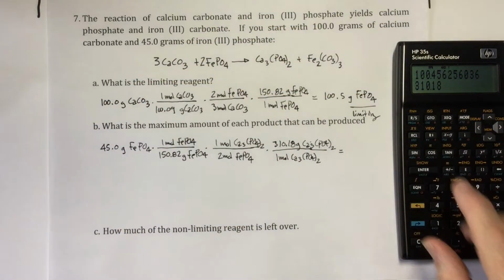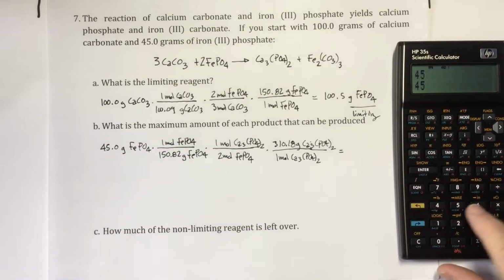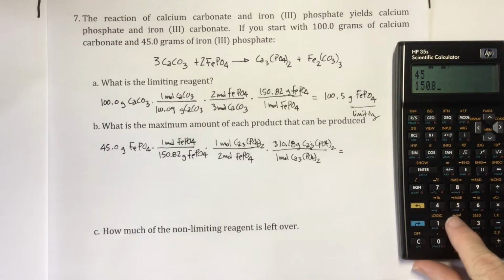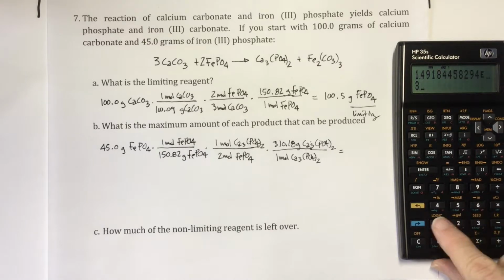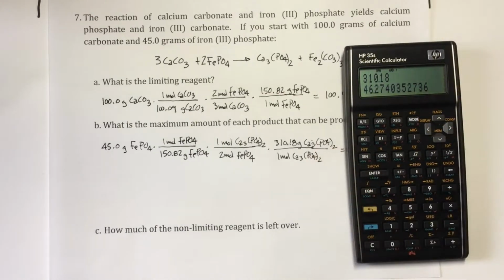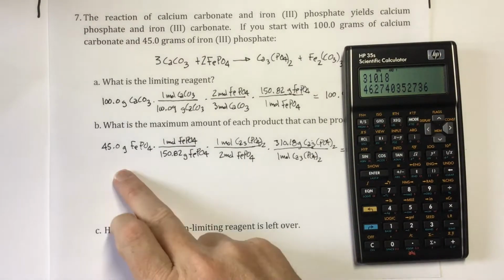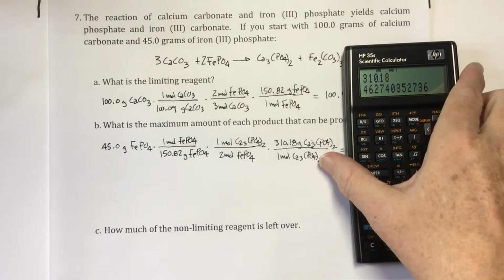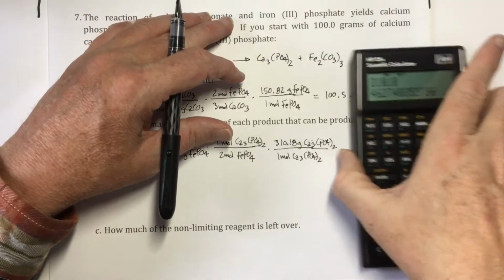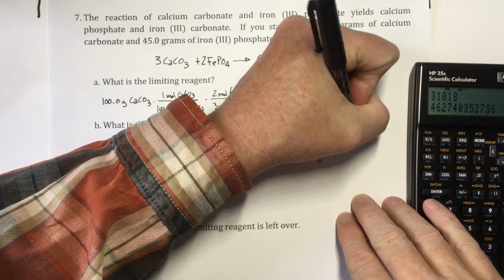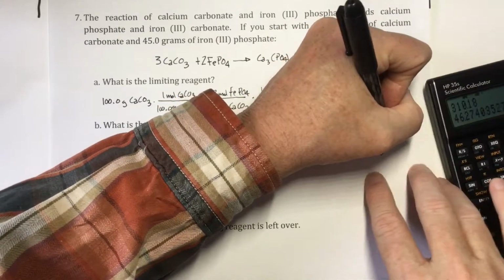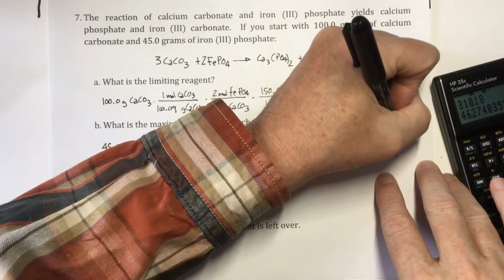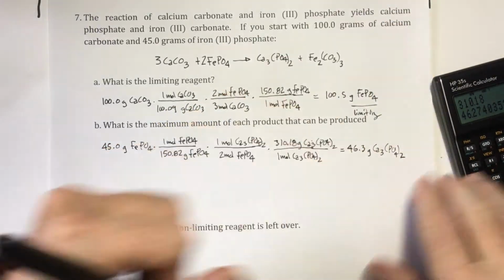All right, let's do the math. 45, 150.82 divide, 2 divide, 310.18 times. That is 46.27. I have 3 sig figs, so that should be 46.3 grams Ca3(PO4)2. There we go.